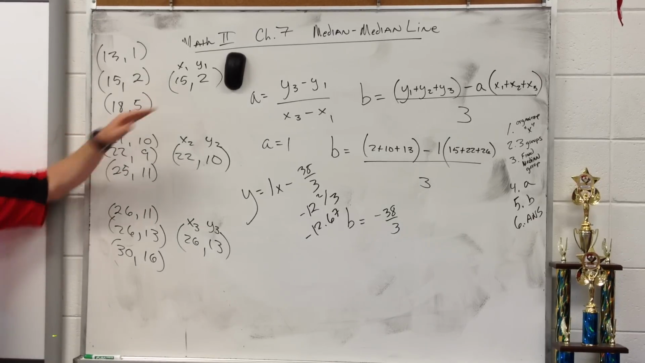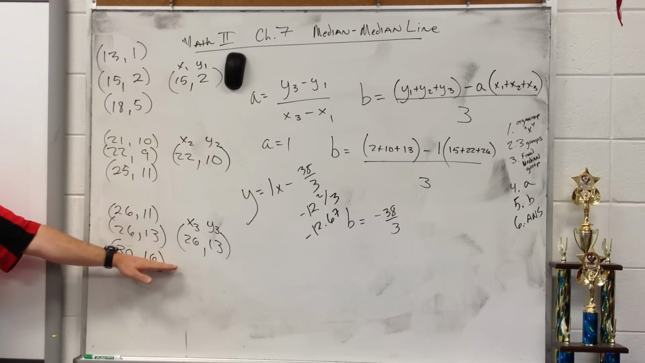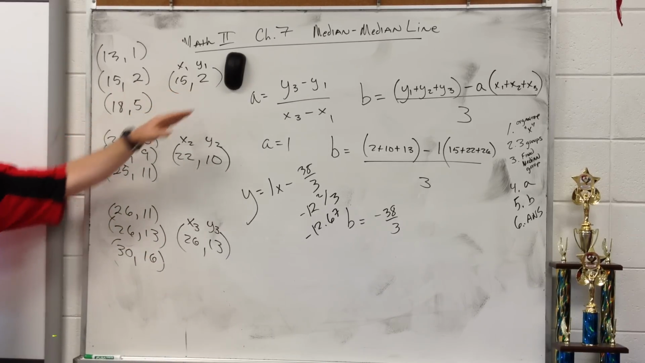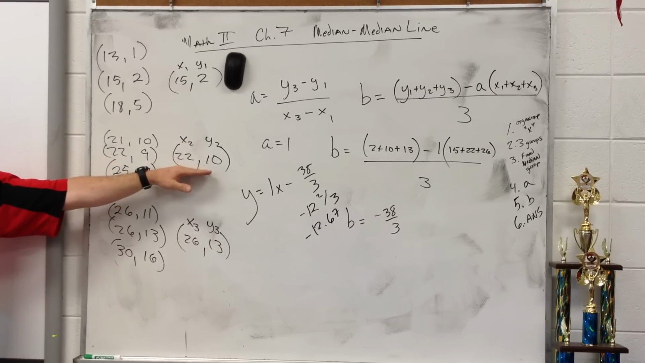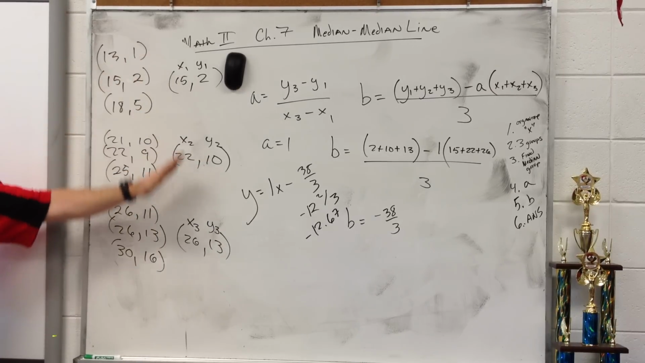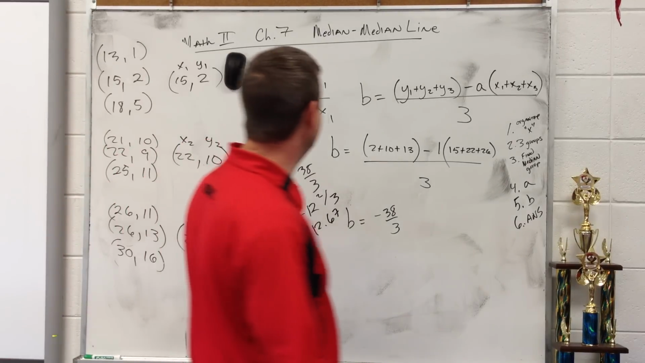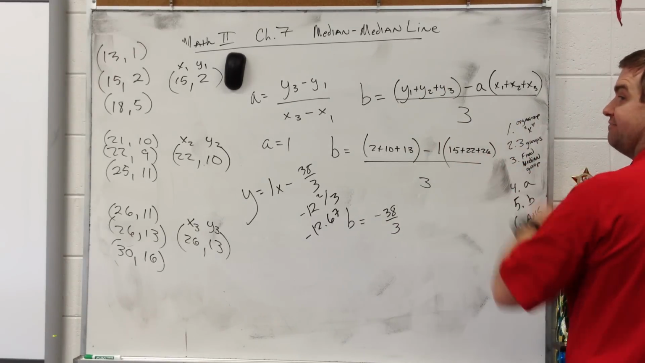Then we found the median of the first group, the median of the second group, and the median of the third group. Sometimes it's that middle term, 15, 15. Sometimes it's not, 22, 22. Then, once we found our three medians, that gave us all the pieces of the puzzle to do this formula first, find A. Then we plug it into this formula, and we find B.